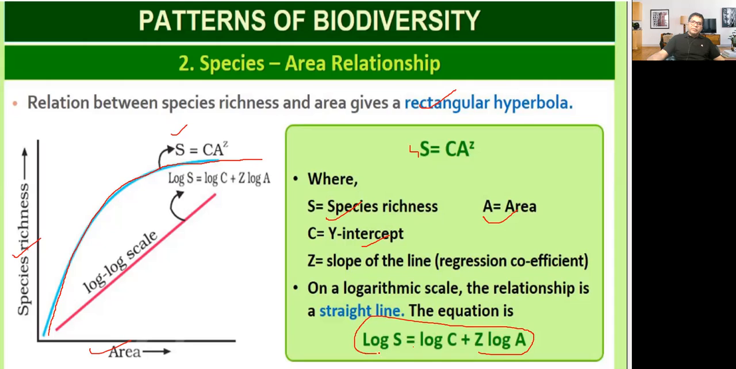Sometimes a question will be asked: which type of species area relationship does this graph show? You have to mention it is a rectangular hyperbola. Write the equation S = CA^Z, and explain what S, C, A and Z are. Sometimes a graph is given where A, B, C and D are marked at some points, and you have to label all these things. In this way you can solve such questions.